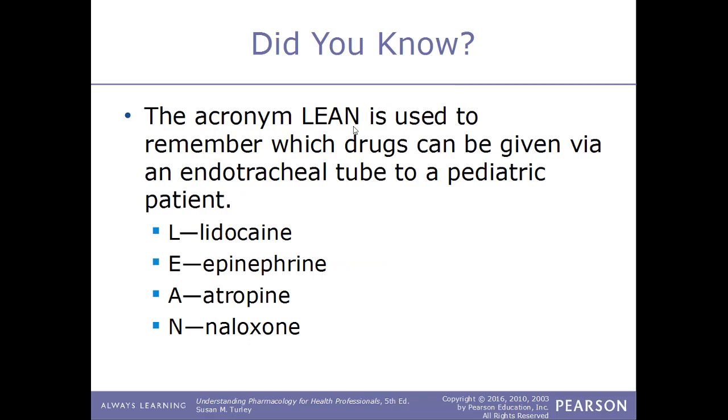But when it comes to a pediatric patient, that has to change slightly. Instead of the acronym NAVEL, the acronym LEAN, L-E-A-N, is used. So L represents lidocaine, E, epinephrine, A, atropine, N, naloxone. So vasopressin is not appropriate to be given through an endotracheal tube to a pediatric patient.